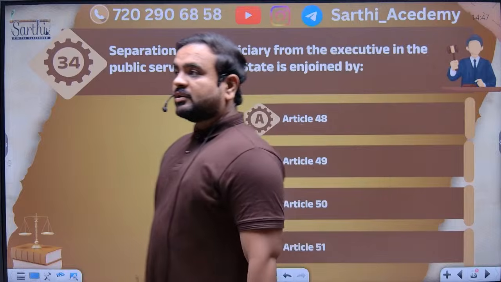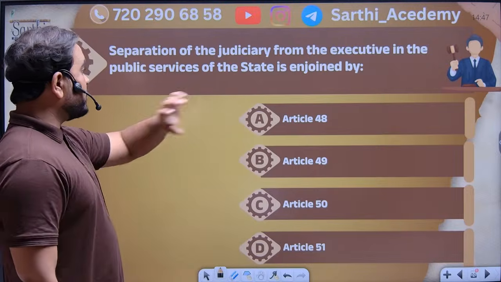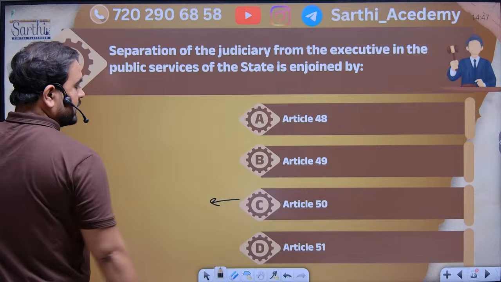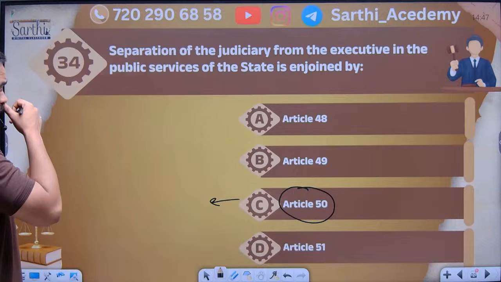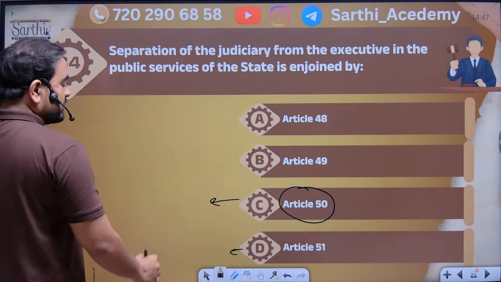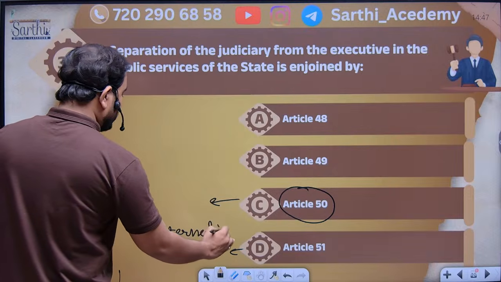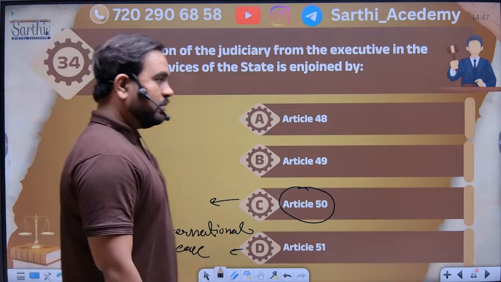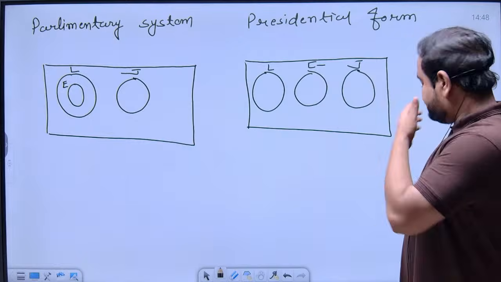But in our constitution, one article has provided for the separation of judiciary from executive, and that article is article number 50. Article number 50 says that judiciary will be independent from executive. Article number 51 talks about international peace, that means the state will try to promote international peace. 49 is related to preservation of the monuments of India.